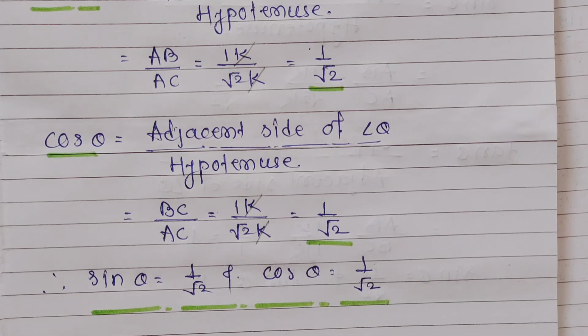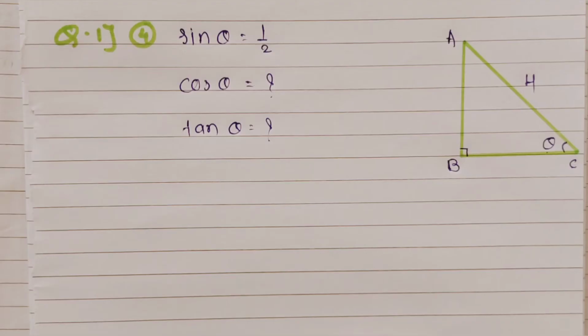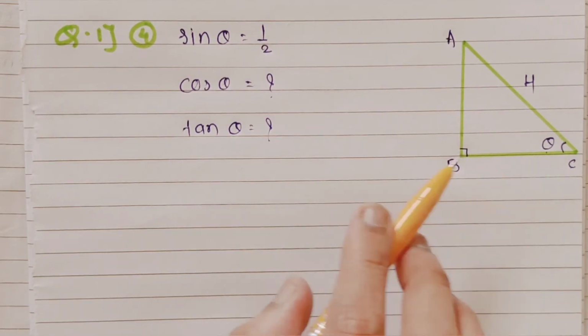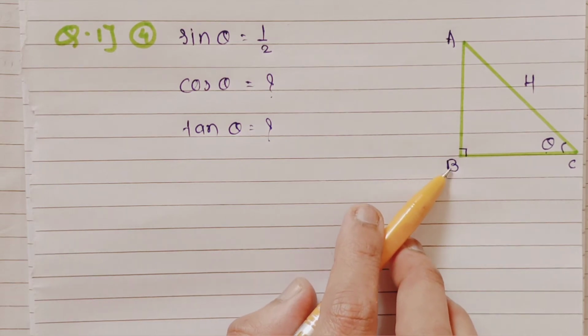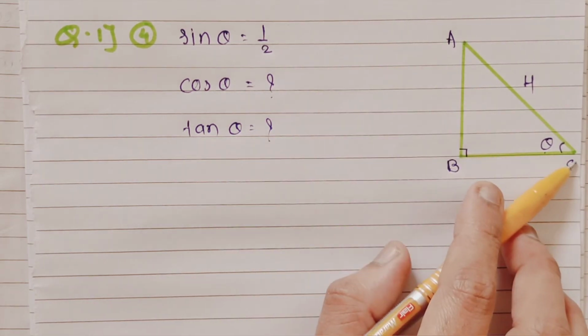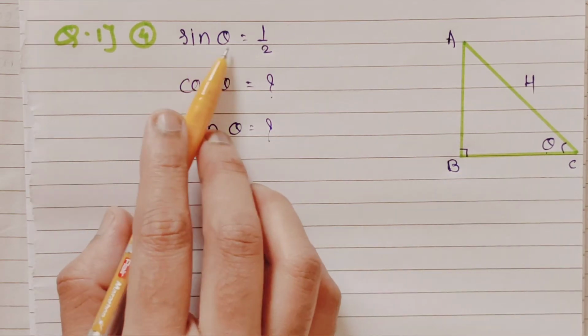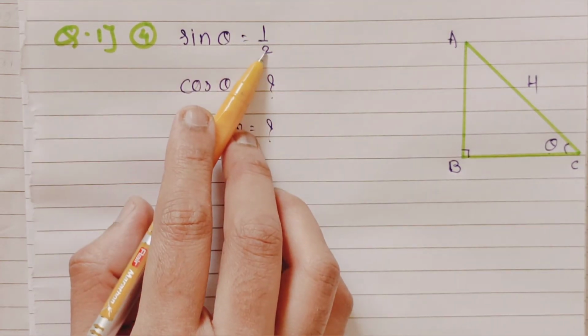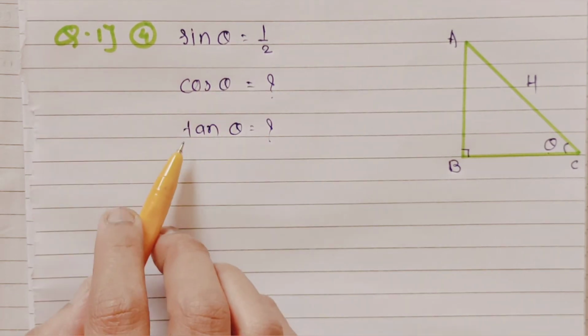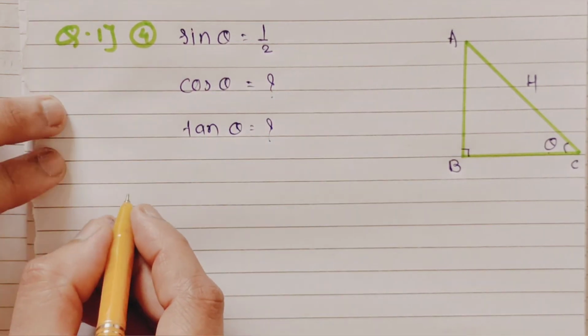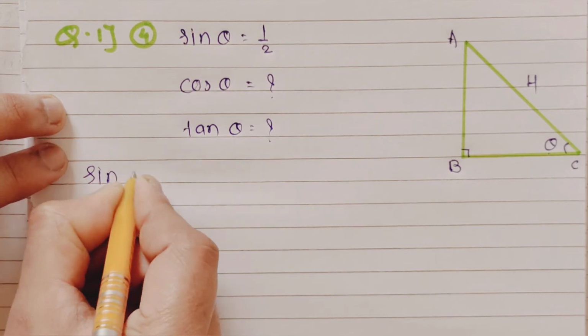Then next example. Fourth example, in this triangle ABC, measure angle B is equal to 90 degrees. That means AC is the hypotenuse and angle C is equal to theta. So given information is sin theta is equal to 1 upon 2. So we have to find out cos theta and tan theta.